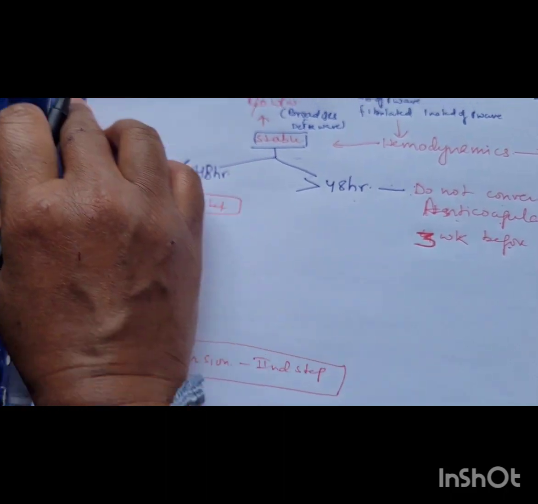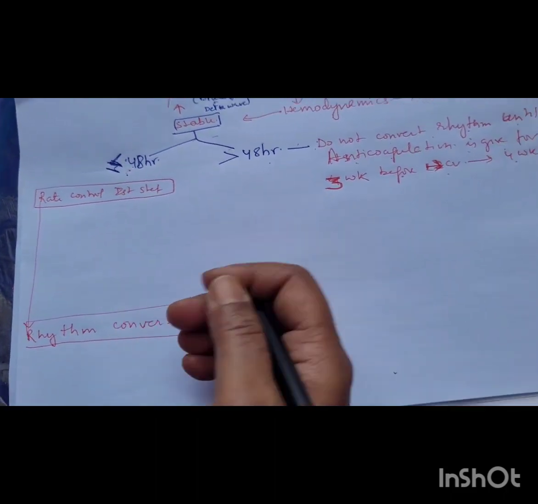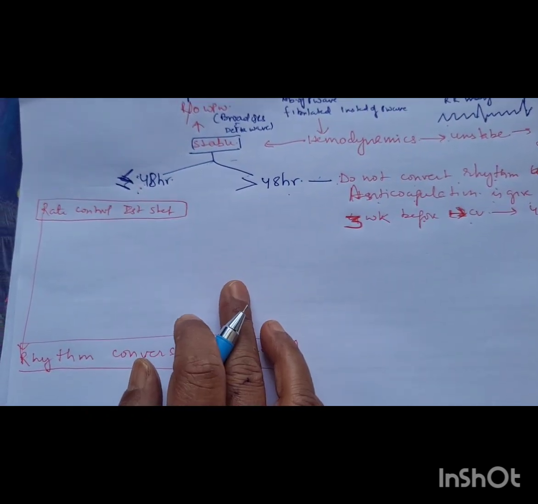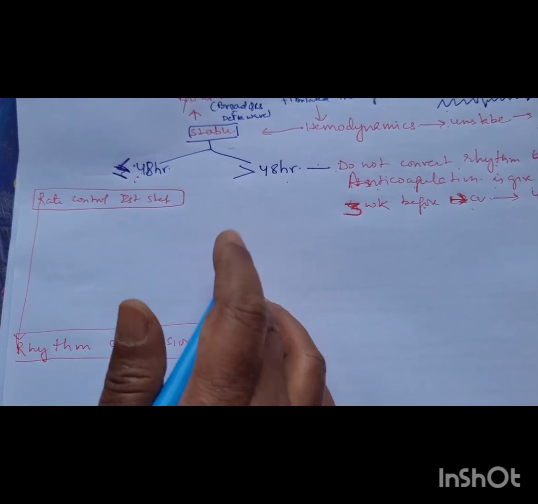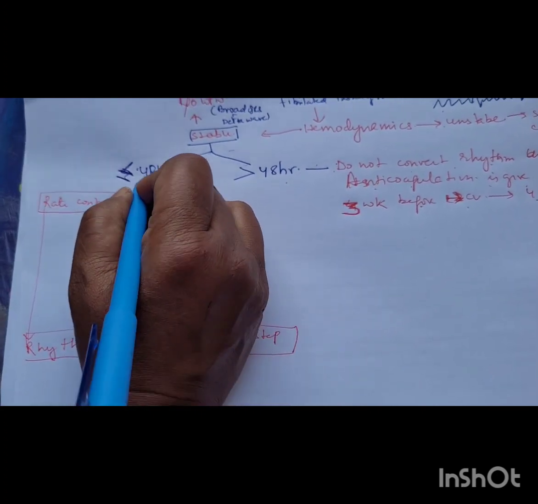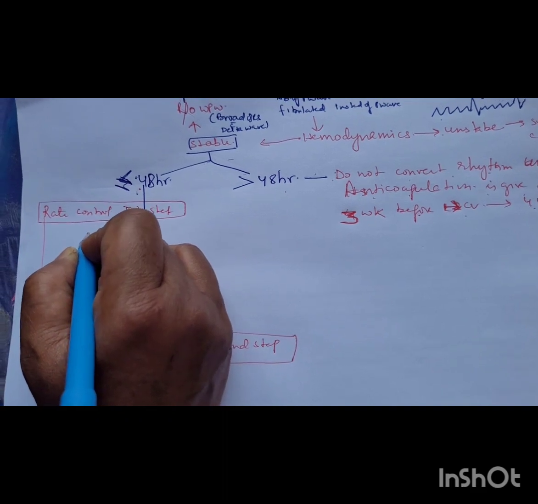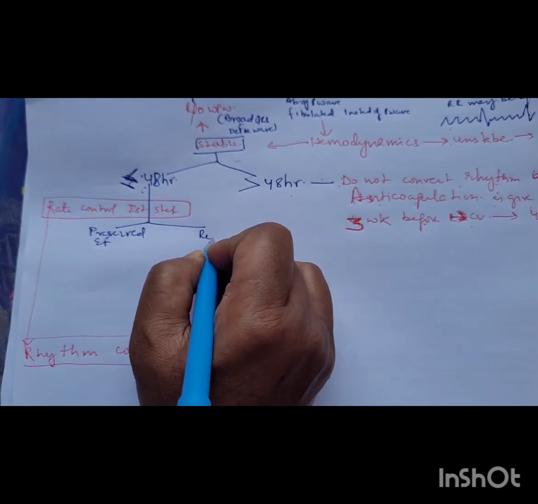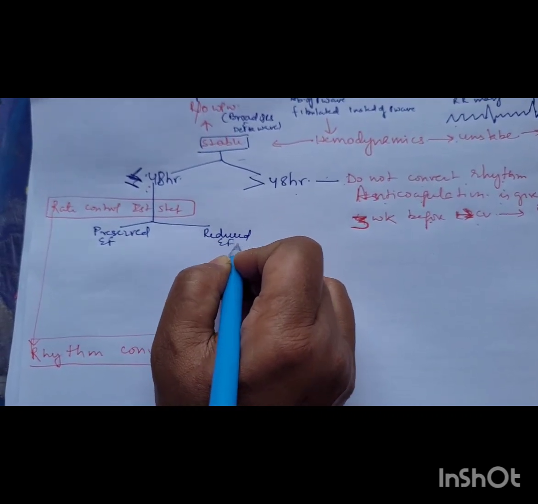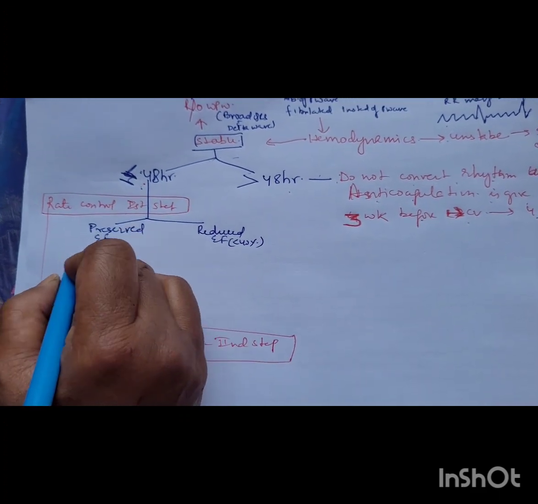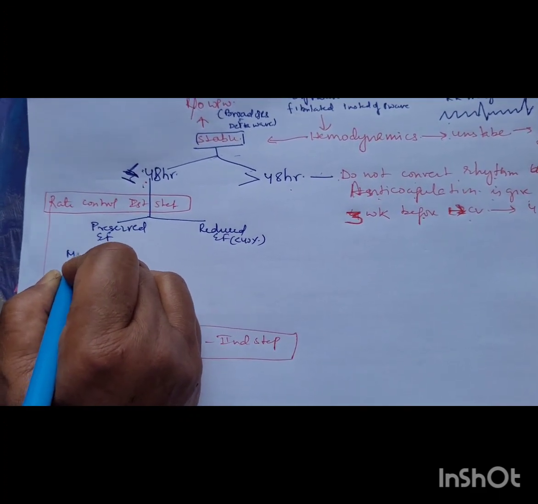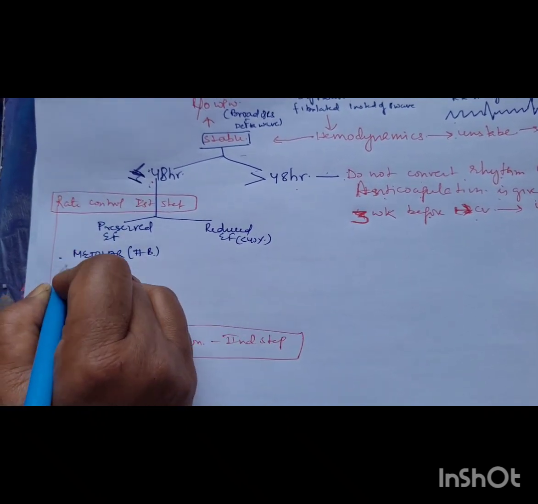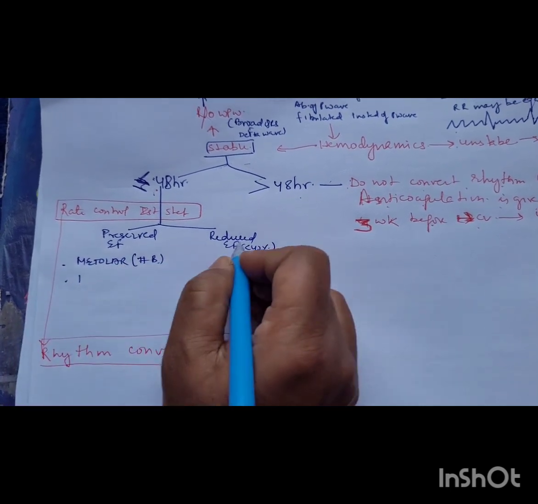So, rate control or rhythm control, you have to see whether the patient's left ventricular ejection fraction is normal or reduced. If it is preserved, or the EF is reduced, less than 40% suppose. So with preserved EF, you can give metoprolol or any beta blockers. For reduced EF, you can't give.